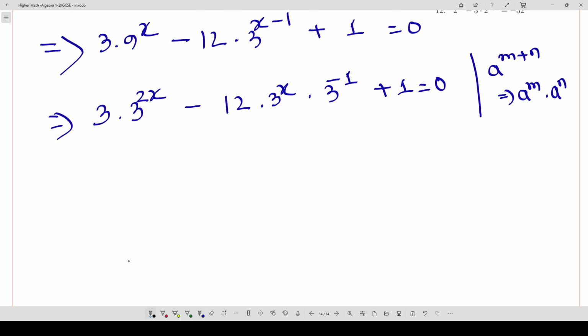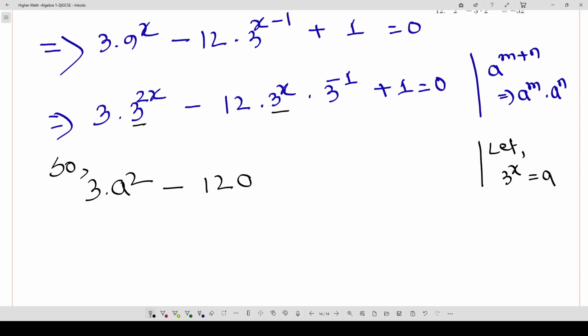Now look, here is an interesting and important thing: 3 to the power 2x and 3 to the power x. So let 3 to the power x equal a. Then we can write 3 to the power 2x as a squared, so it will be 3 times a squared minus 12a times 3 to the power minus 1, which we can write as 1 by 3, plus 1 equals 0.